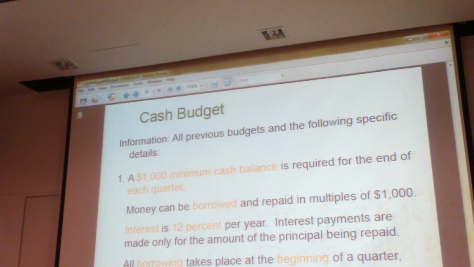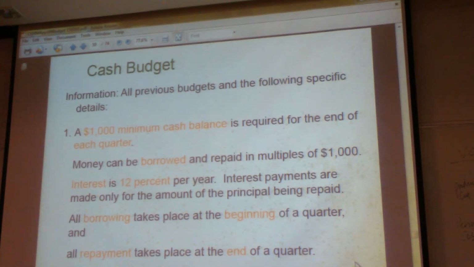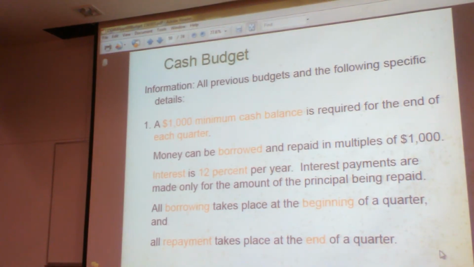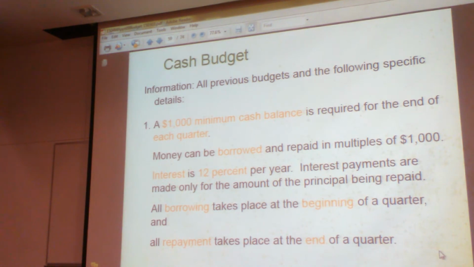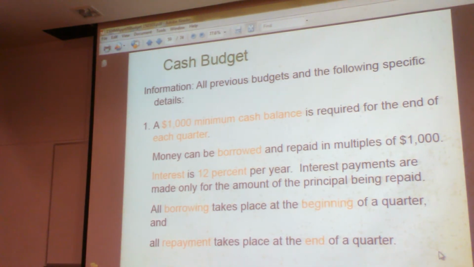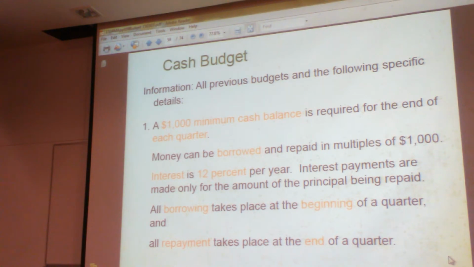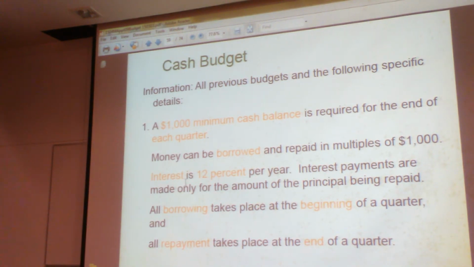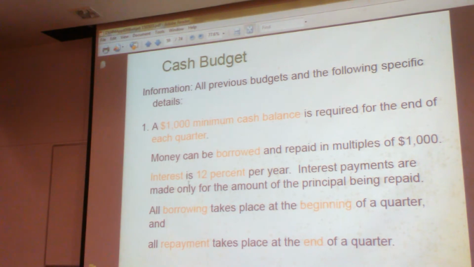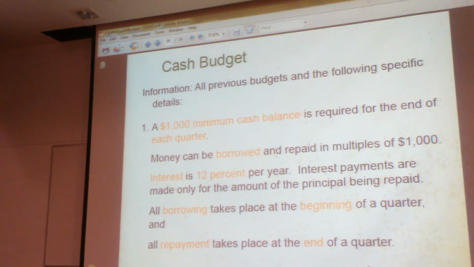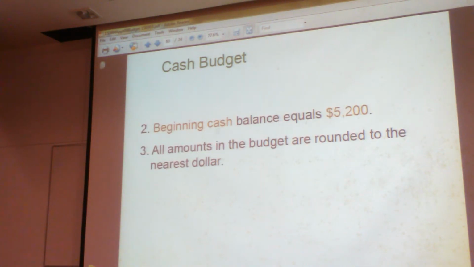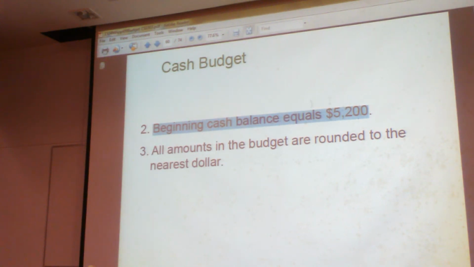Okay, so this is your cash budget. Now here, they say that they must maintain a minimum of $1,000. Okay? And if you want to borrow, you can only borrow in multiples of 1,000. Then there is interest, 12%. All borrowing takes place and all repayment at the end of the quarter. Now here, please remember this, for your cash budget, please start with this. A lot of you forget, there is a beginning cash balance of 5,200. So your beginning, make sure you write 5,200.